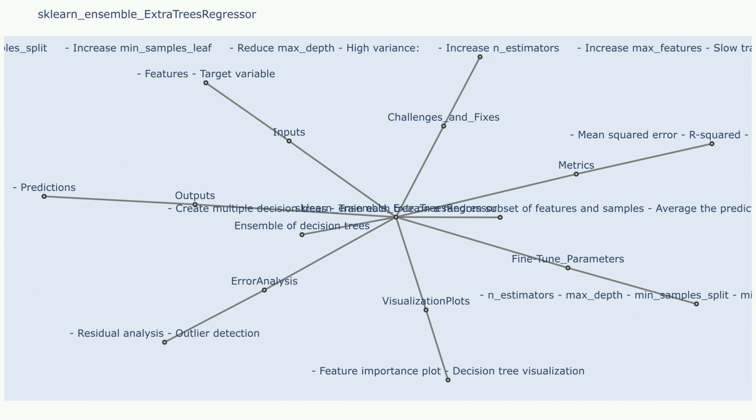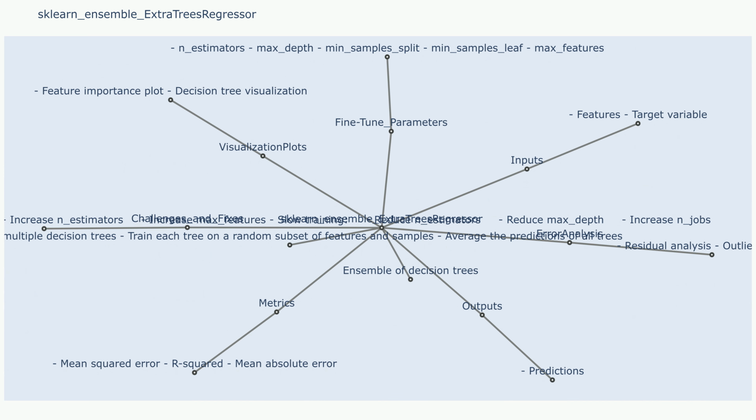Challenge 2. High computational cost. Building a large number of trees can be computationally expensive, especially with large datasets. Sample use case that resulted in challenge 2: training a model with a high number of trees, n_estimators, and a large dataset can take significant time.